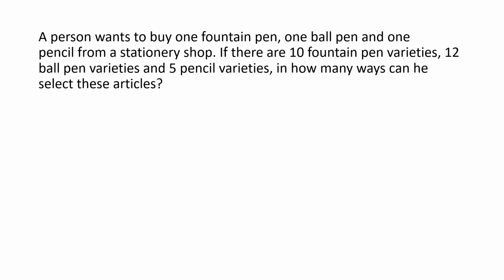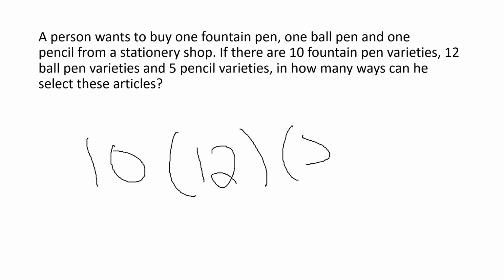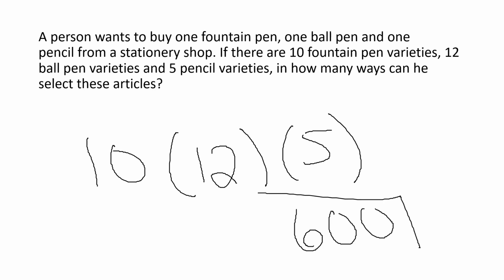All right, a person wants to buy 1 fountain pen, 1 ball pen, and 1 pencil from a stationery shop. There are 10 fountain pen varieties. There are 12 ball pen varieties. There are 5 pencil varieties, and we just multiply that together, 10 times 12 times 5. That means there's a total of 600 different combinations we can get. Okay, these are not hard. Just remember, we have to multiply everything together as far as how many options we have.